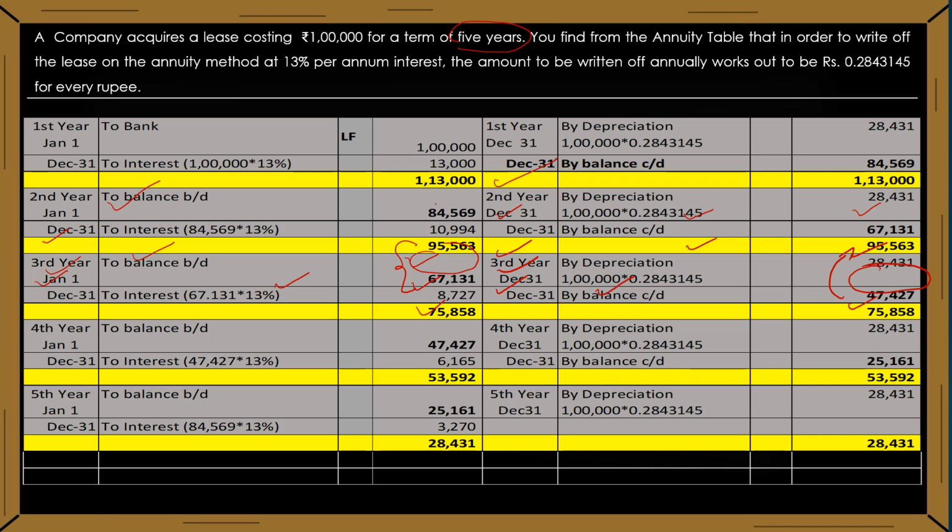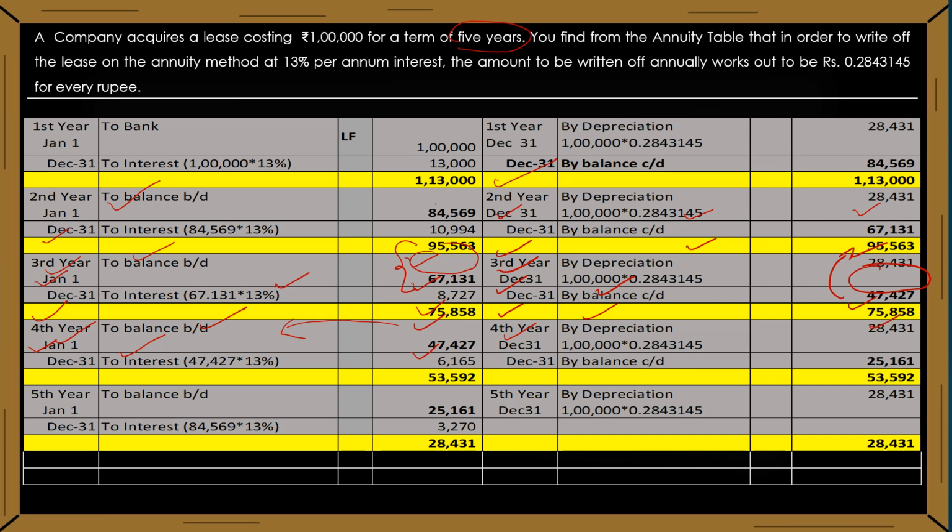This is brought down next year, third year, January 1, to balance brought down 67,131. Interest on the debit side, December 31 to interest on the opening balance is 67,131 into 13% is 8727. On third year on the credit side, December 31 by depreciation is 28,431.